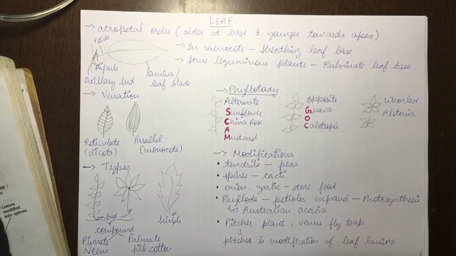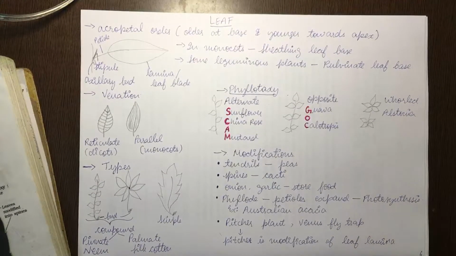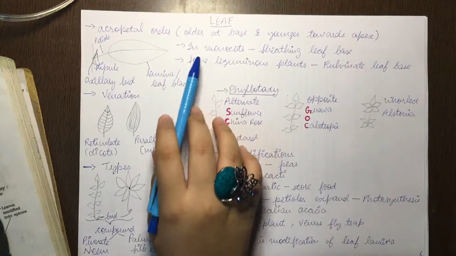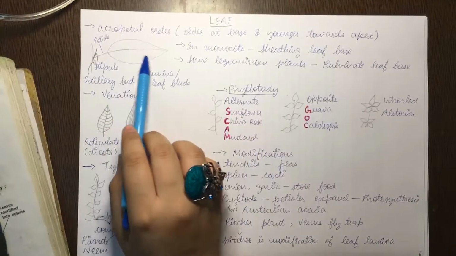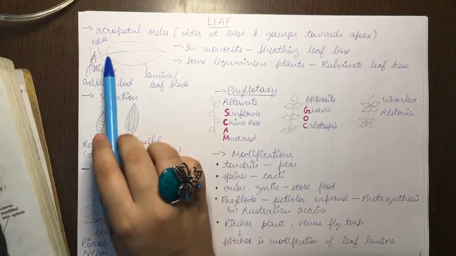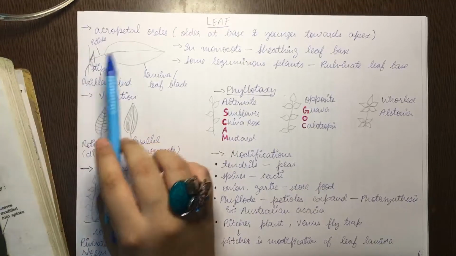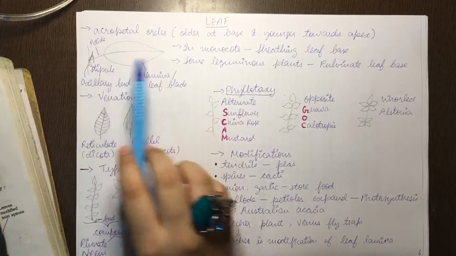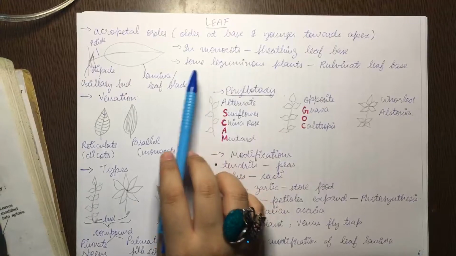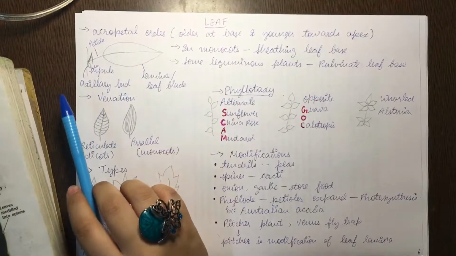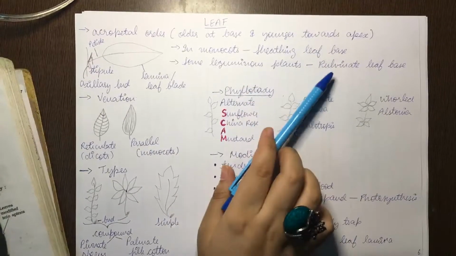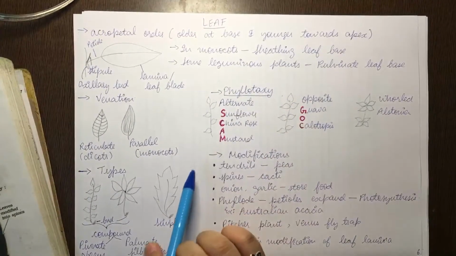Stipule is just a small leaf-like structure. In monocots, there is a sheathing leaf base, which means the leaf base expands into a sheath covering the stem partially or wholly. And in some leguminous plants, the leaf base may become swollen, which is called pulvinous. So some leguminous plants have pulvinate leaf base.